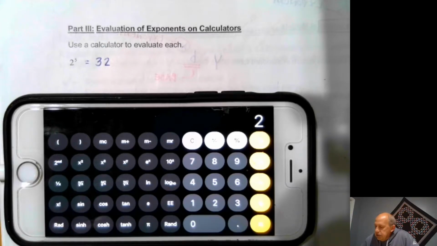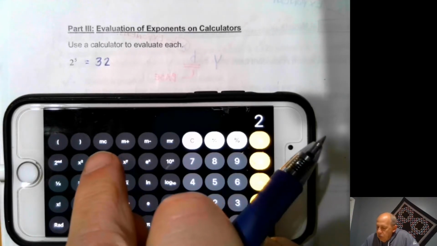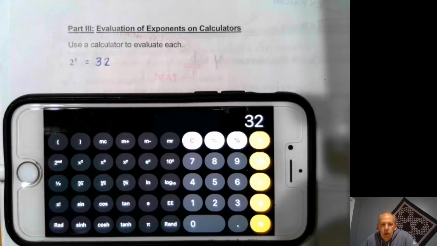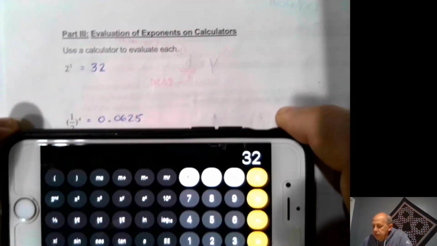First thing you're going to do is enter 2. That's your base. Over here, you have an x to the y key. Hit that, hit 5, I'm going to get 32. So I went 2, x to the y, 5, equals. Next one, 1/2 raised to the 4th power, that value right there.